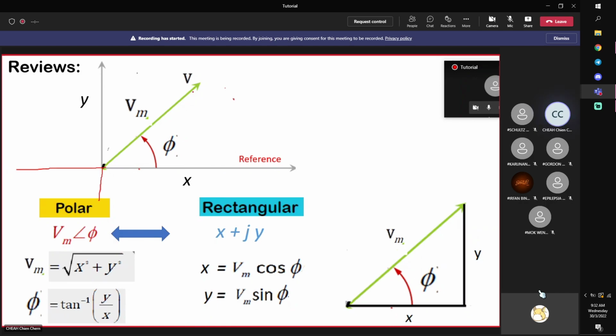So if X and Y are positive, then it is in the first quadrant, namely that your angle is less than 90 degrees. But if your X is negative, Y is positive, you are actually in the second quadrant, which means that your phi will be greater than 90 degrees. If you mark it out this way, you will never get it wrong, because the rest is just to determine the required variables based on the geometrical relationship.